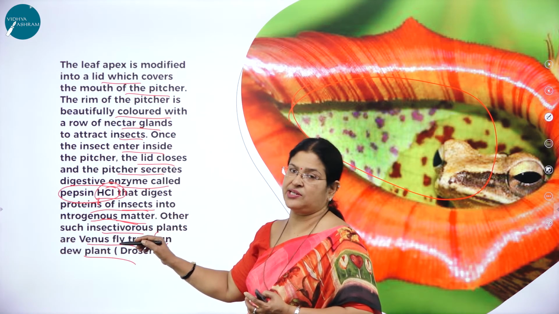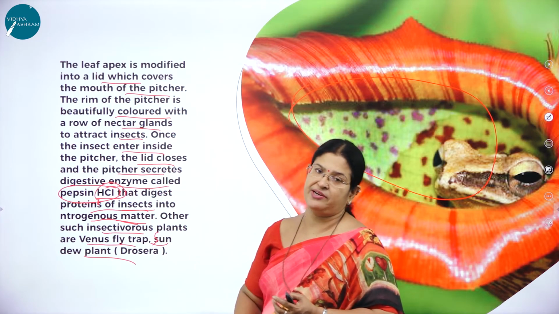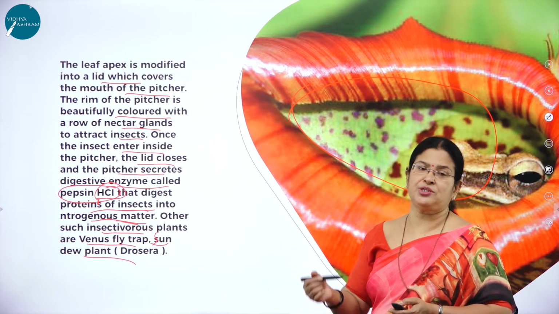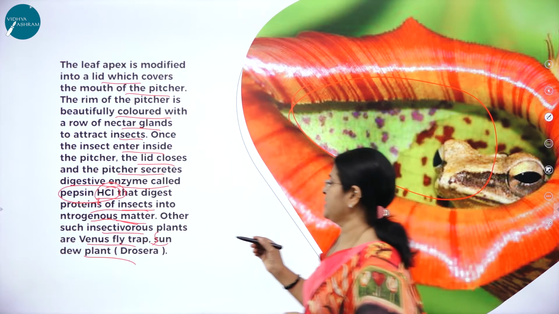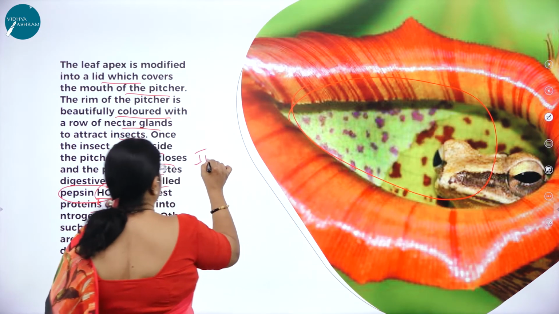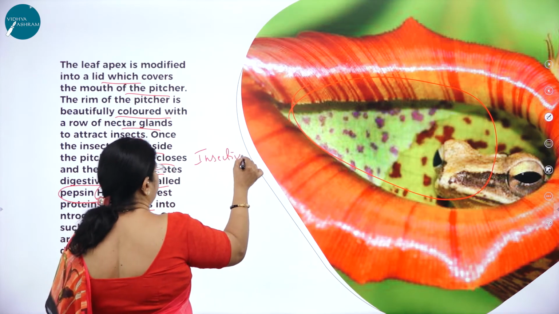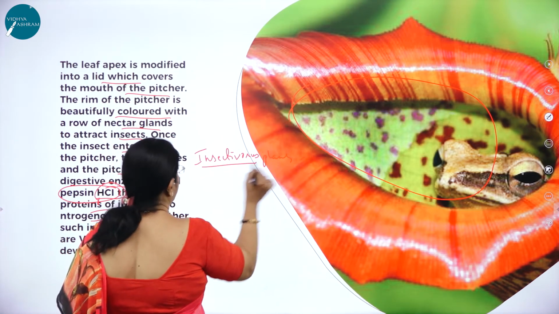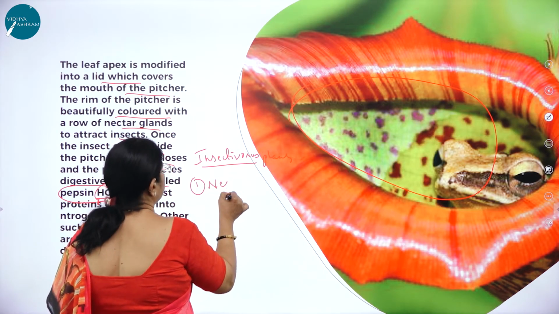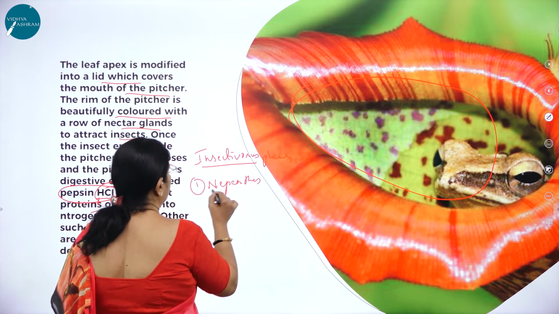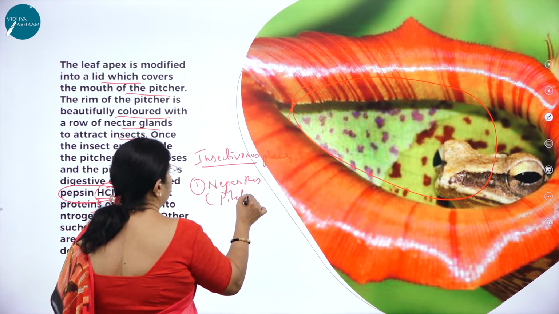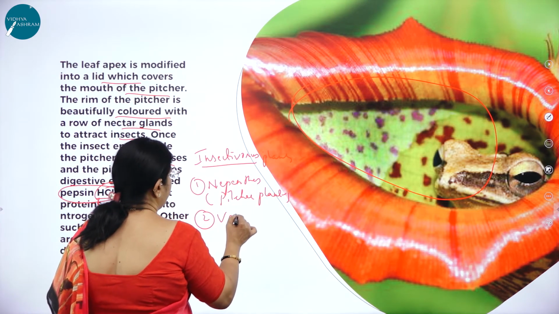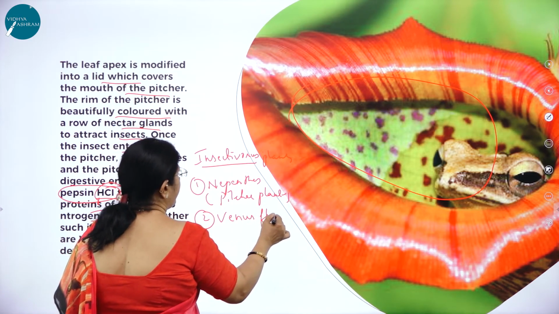So other such insectivorous plants are Venus flytrap and sundew plant, which is also called as what? Drosera. Now let us see the two more examples. So what are the three examples for insectivorous plants? This is also a very important point from the examination point of view. Insectivorous plants. One is Nepenthes, commonly called as what? Pitcher plant. Second one is Venus flytrap.